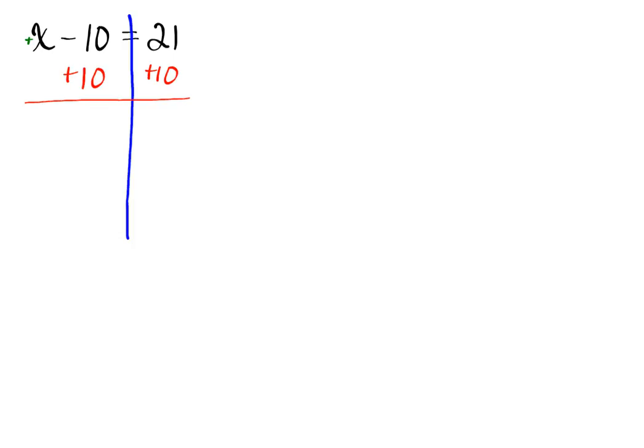Alright, so this gives me x plus 0, just like when we did addition, and I get 31 on this side. Now, x plus 0 is x, so x equals 31.